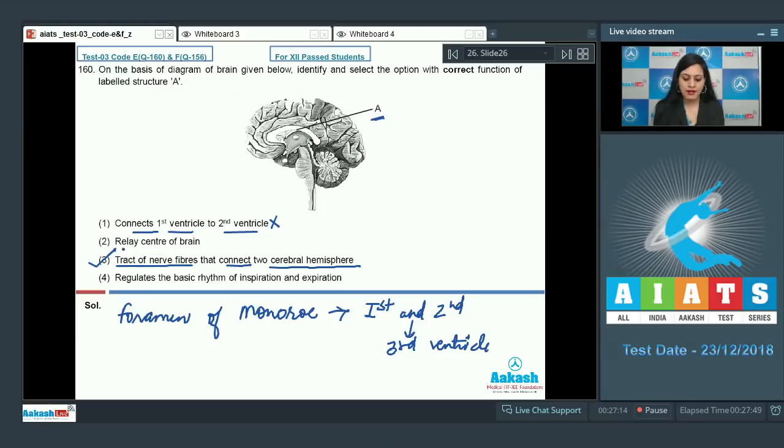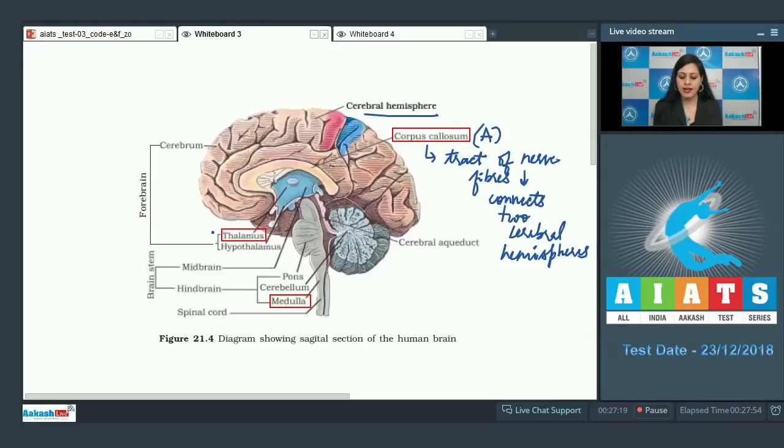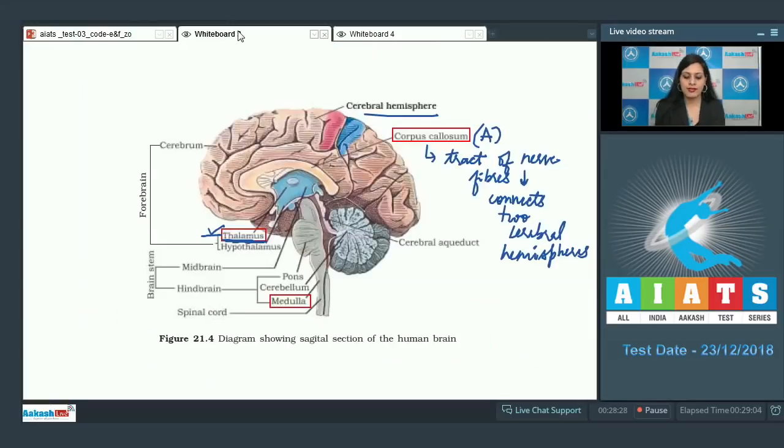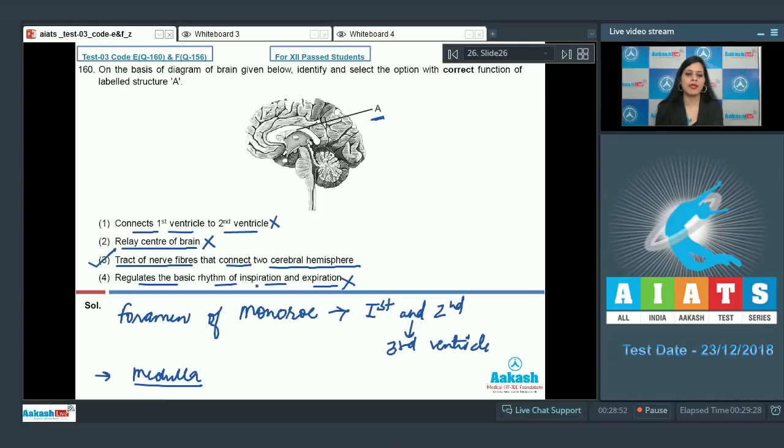The second option given is relay center of brain, and this is also an incorrect option because as you can see here, it is this thalamus which acts as a relay center of brain. The next option given is regulates the basic rhythm of inspiration and expiration, and this is also an incorrect option because it is this medulla which regulates cardiovascular reflex, gastric secretion and respiration. You can see here, this is your medulla, and this medulla regulates the basic rhythm of inspiration and expiration. So the correct answer to our question is option number 3. Let's discuss our next question.